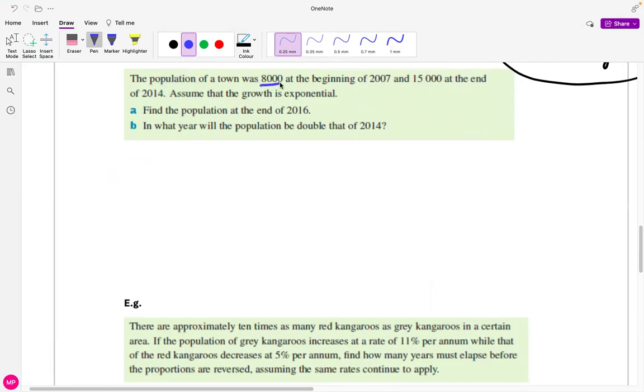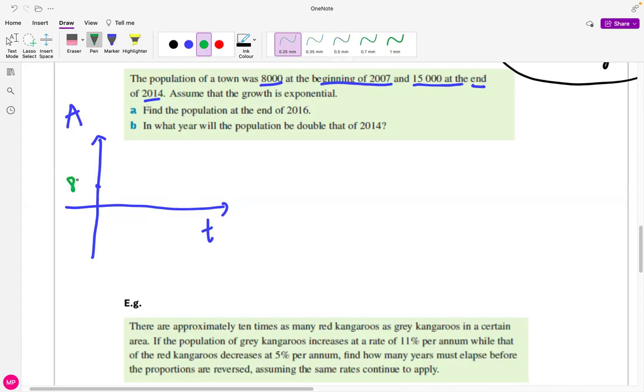They said to you that it was 8,000 at the beginning of 2007, and then 15,000 at the end of 2014. So if you think about the curve, t is the time, the number of years, and population, let's call that A, similar to previously. So initial is 8,000. We're going to assume at the beginning of 2007, that's where t equals 0. Then 15,000 is at the end of 2014.